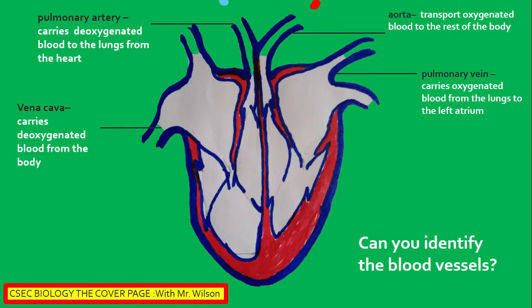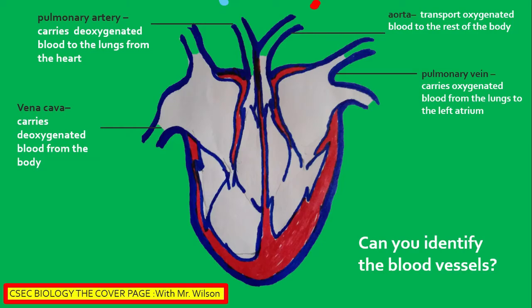And then we have the other blood vessel, the vena cava, and we just spoke about the vena cava having two sides. We spoke about the anterior and the posterior, the top and the bottom respectively. Now the vena cava is carrying deoxygenated blood from the body, which of course again is en route to the lungs for gaseous exchange.